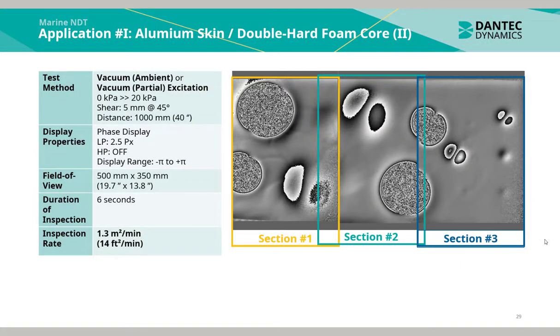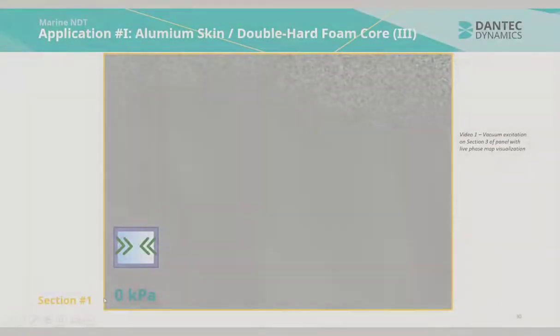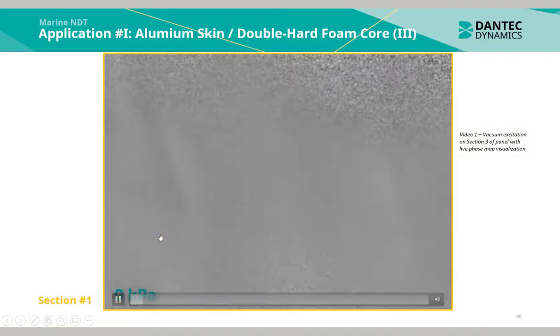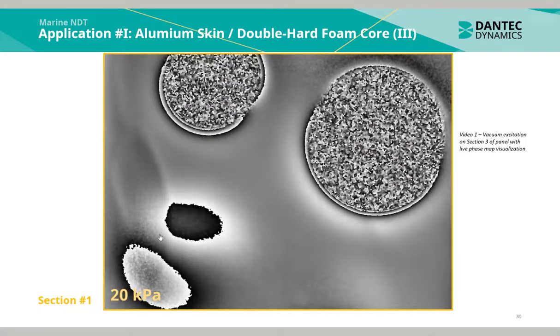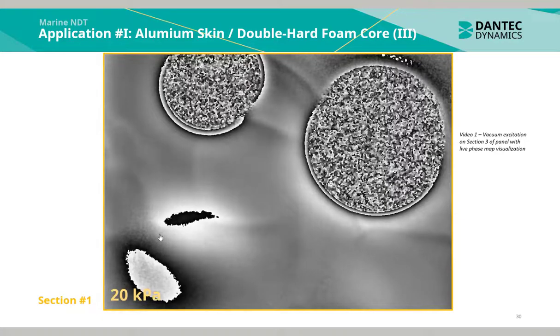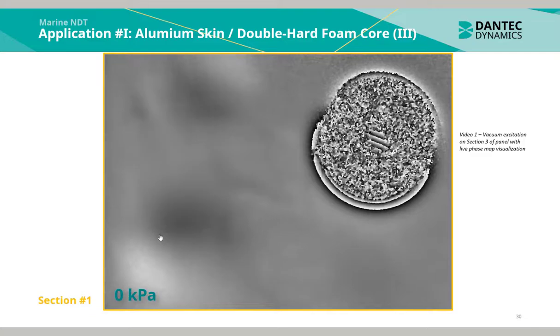Using vacuum ambient or vacuum partial excitation with a pressure differential from 0 to 20 kilopascals, the duration of this inspection required only 6 seconds. Section 1 of the panel resulted in quite obvious large defects. Section 2 and Section 3 also had very large cases of disbonding. Here we see a video of the excitation of Section 3 of the panel with live phase map visualization. As we can see, there are considerable indications here.